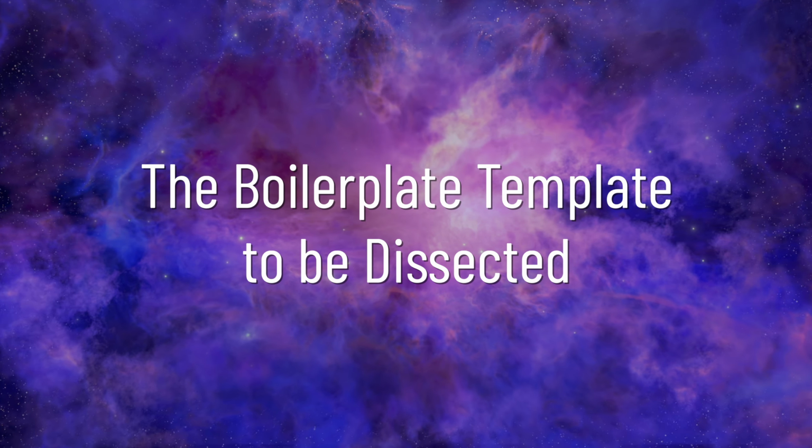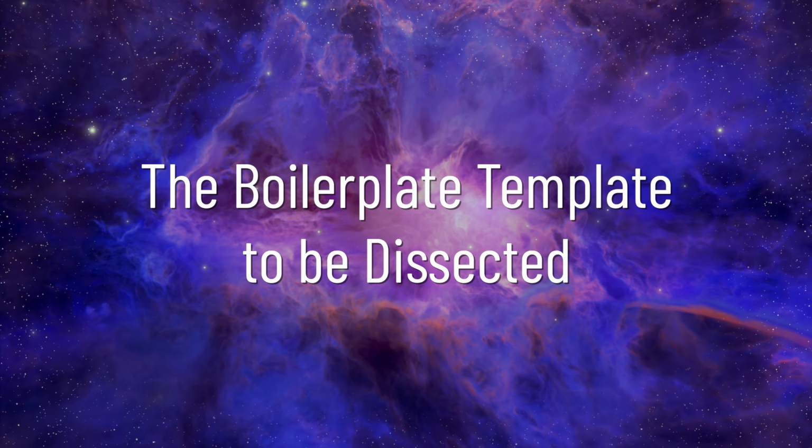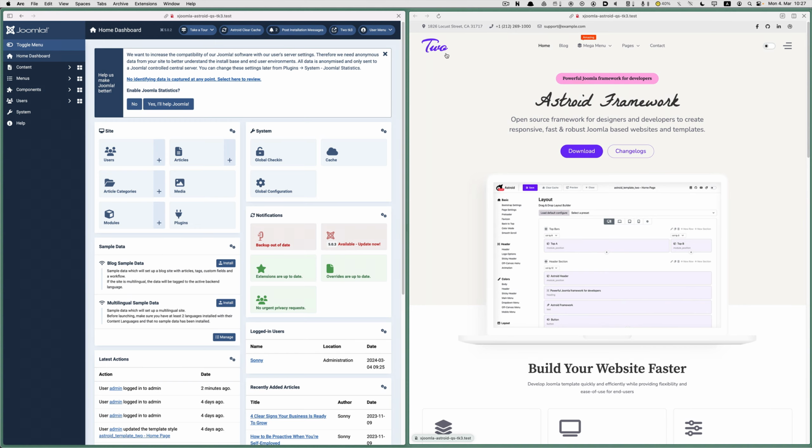We have the Astroid 2 template up and running, the Quick Start Boilerplate template, and we're going to take it apart piece by piece. Please note that you are going to need Joomla 5 or higher to follow along.